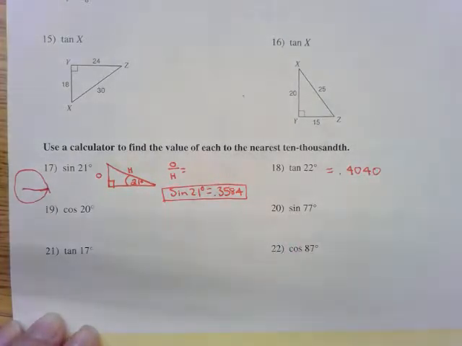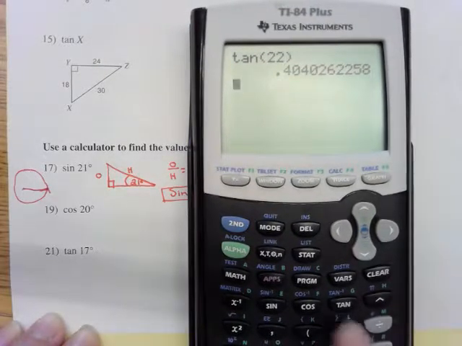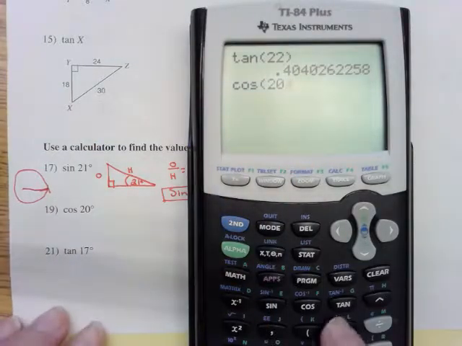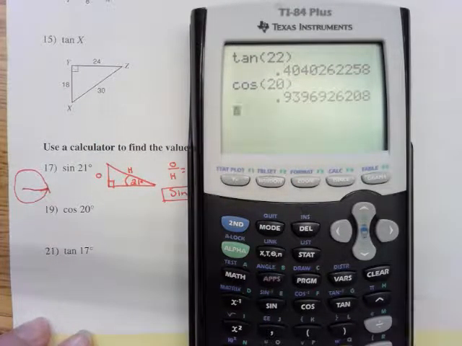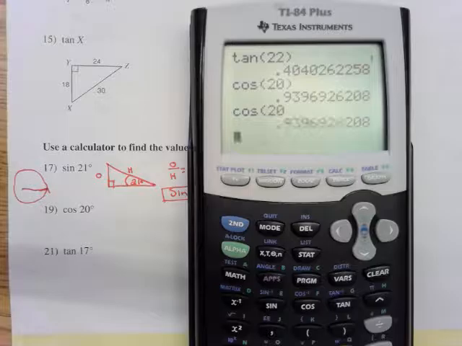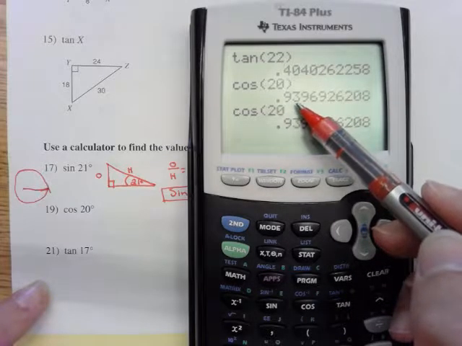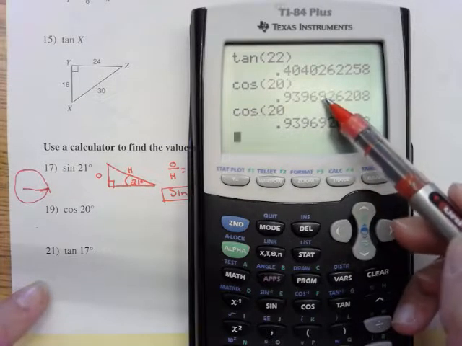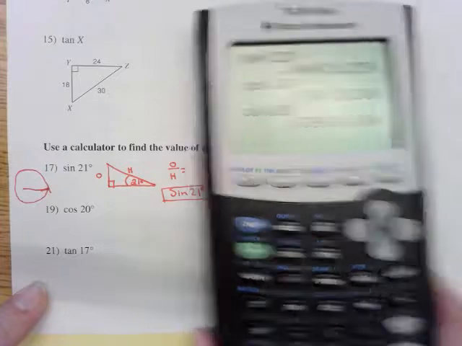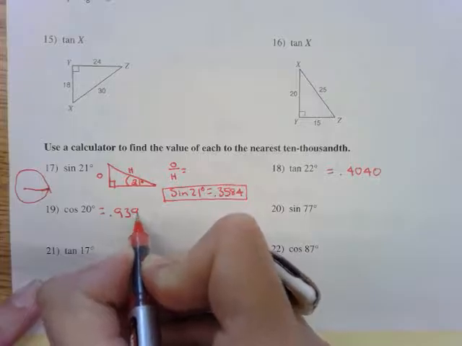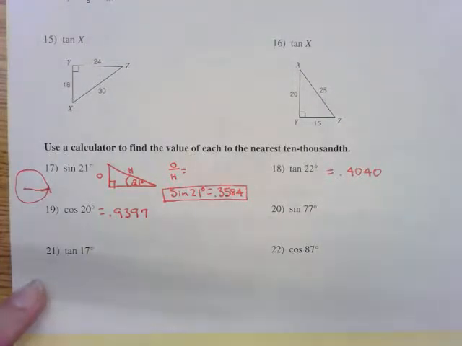And I can keep doing this. What is the cosine of 20? I don't have to close my parentheses. I can, but I don't have to. I'll show you cosine of 20, even if I don't close the parentheses, but it's always a good habit to get into closing the parentheses. It is 0.93969. So this 9 is going to bring that 6 up to a 7. So this equals 0.9397.